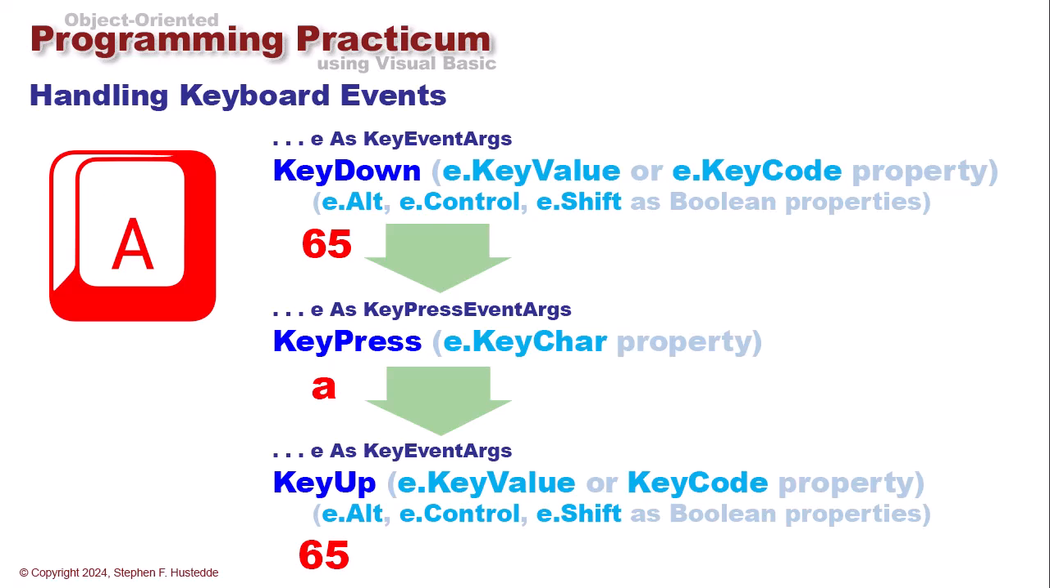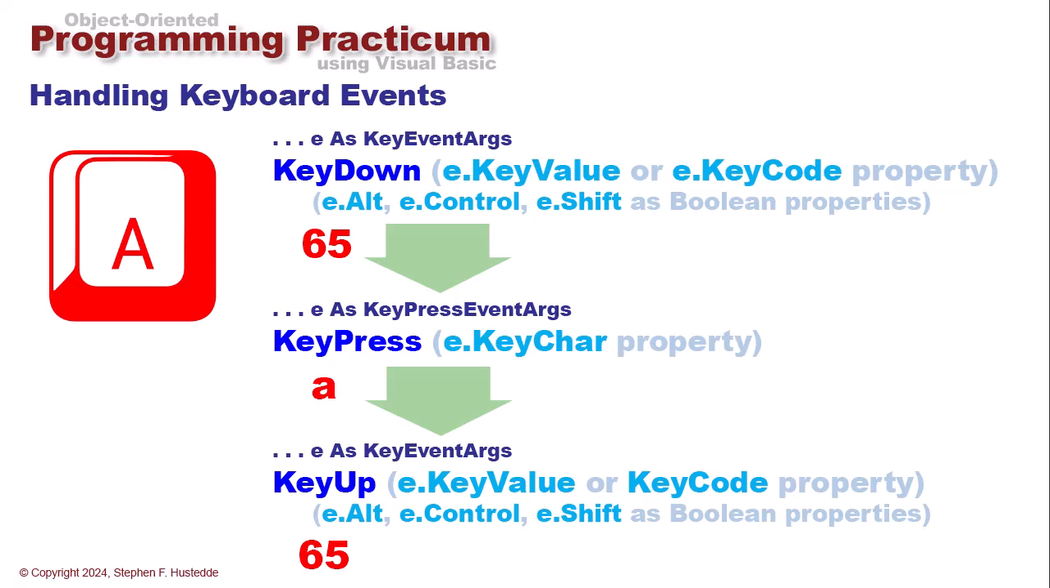Following the key down event, there's also a KeyPress event. You might think of the key as heading down. The key now has bottomed out. And here we have E as KeyPressEventArgs as a parameter in our code signature for the key event. And it has a property of e.KeyChar. That is the alphanumeric value of the key. So in this case, a lowercase a.